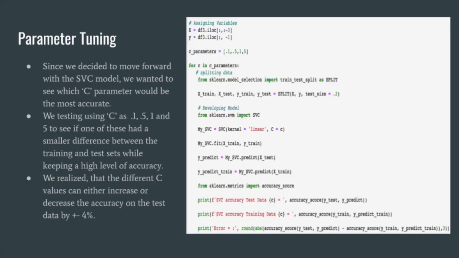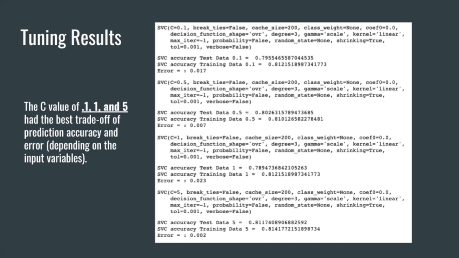We tested the parameter tuning for a couple of our different models, but the focus of this presentation is on the model we selected, which was the SVC model. We wanted to see which C parameter would be the most accurate. We tested using C as 0.1, 0.5, 1, and 5 to see if one of these had a smaller difference between the training and test data sets, while keeping a high level of accuracy. We realized that the different C values can either increase or decrease the accuracy on the test data by plus or minus 4%. Our tuning results show that the C value of 0.1, 1, and 5 had the best trade-off of prediction accuracy and error, depending on the input variables.